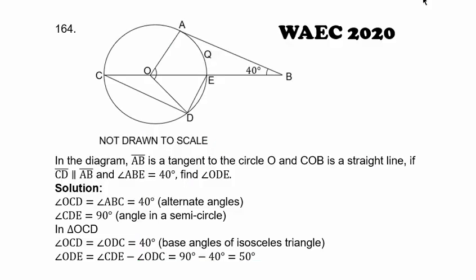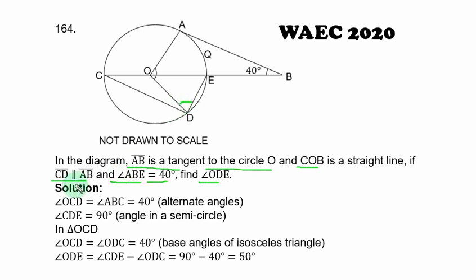Example 164. In the diagram, AB is a tangent to the circle O and COB is a straight line. If CD is parallel to AB and angle ABC is equal to 40 degrees, find angle ODE. That is this angle, just this angle.